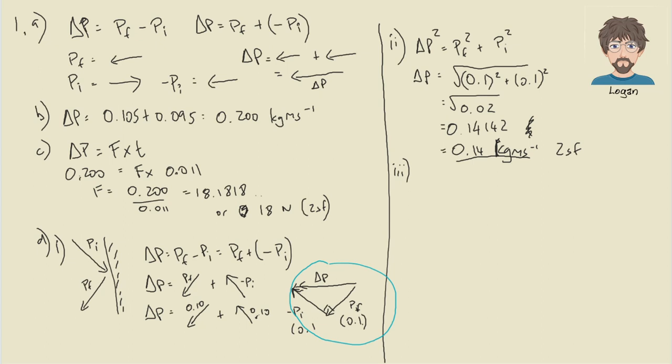Calculate the size of the average force that acts on the ball. Well, if delta P equals Ft, F equals delta P over t, which is 0.14 divided by 0.050 seconds, the time it was in contact. That gives 2.8 newtons.